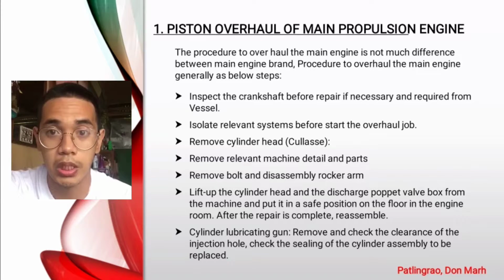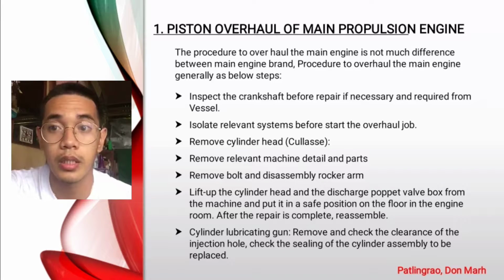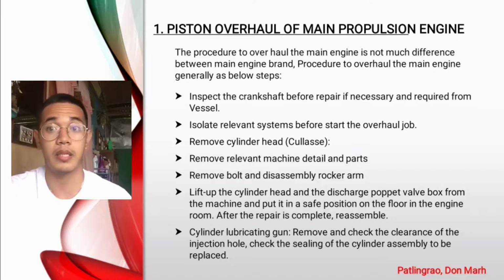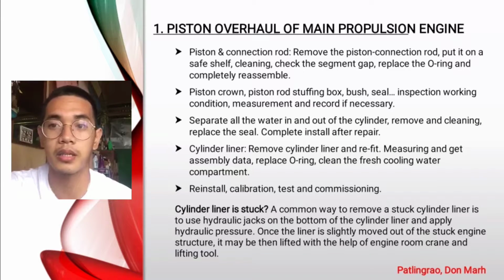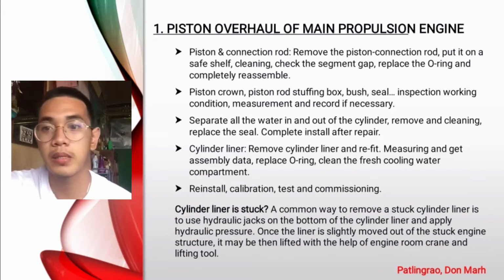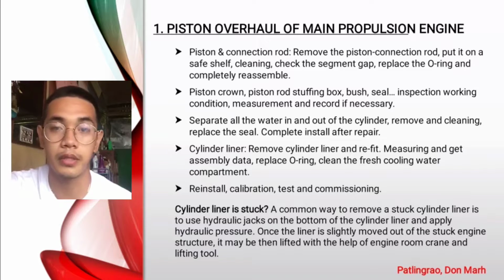the procedure for the cylinder part is mainly the lubrication gun. Remove and check the clearance and the injection hole. Check the sealing of the cylinder assembly to be replaced. Next is the piston and connecting rod. Remove the piston connecting rod, put it in a safe shelf, and clean the jack and segment gap.